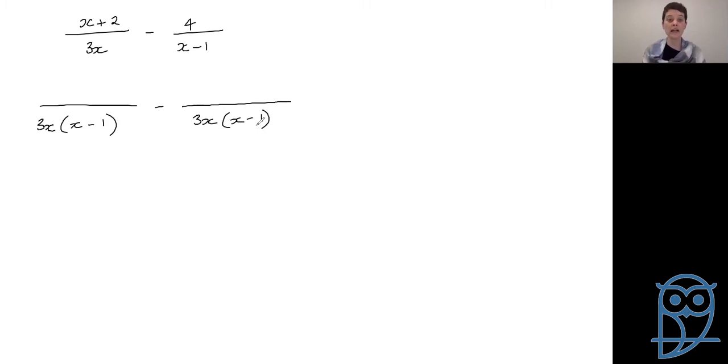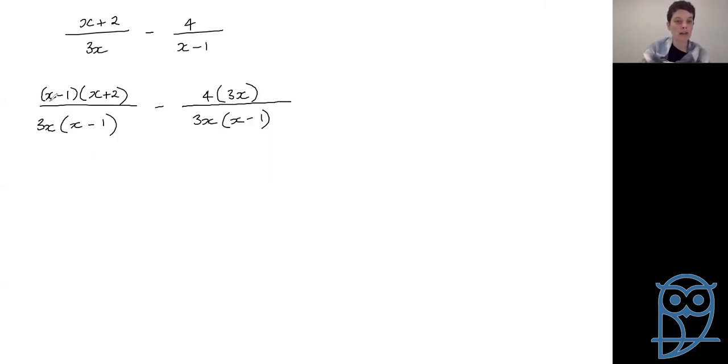So on the left-hand side, we've multiplied by x minus 1. So on the top, we must also multiply by x minus 1, and we must protect everybody in brackets. On the right-hand side, we've multiplied by 3x. So we multiply by 3x on the top. Our next step is to remove all the brackets in the numerators, leaving the denominators as they are.